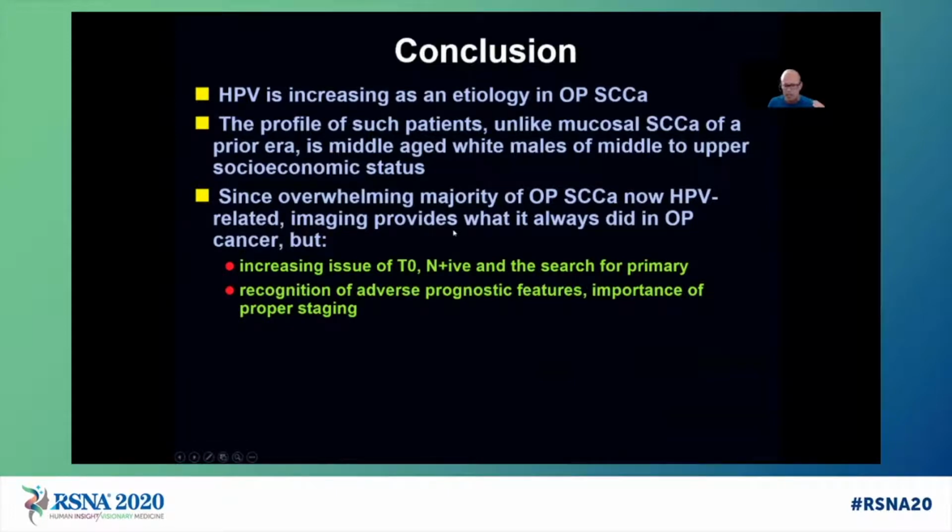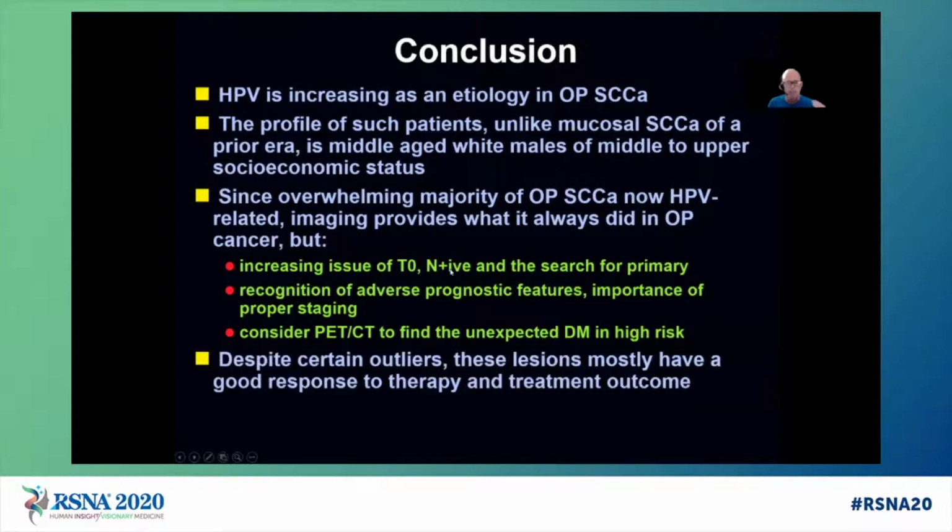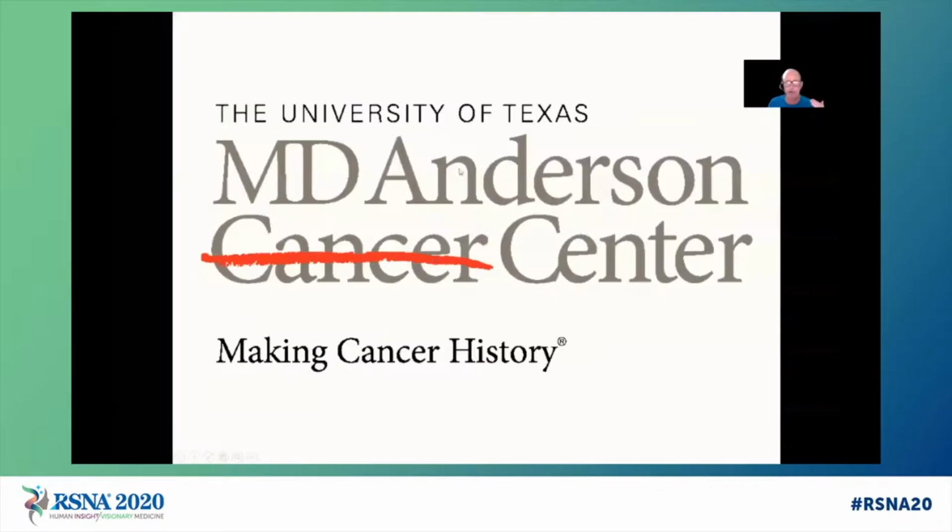Recognition of adverse prognostic imaging features or clinical features, and considering PET-CT to find an unexpected distant metastasis in high-risk patients. But despite these certain outliers, most of these patients have a pretty good response to therapy and do fairly well.